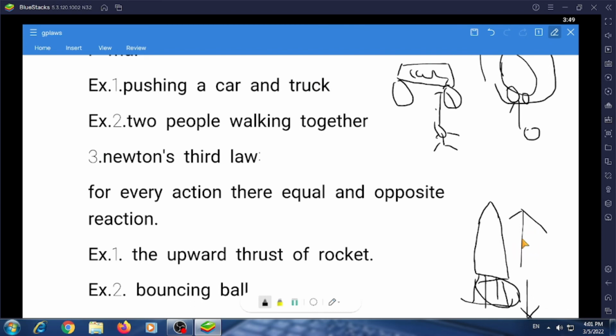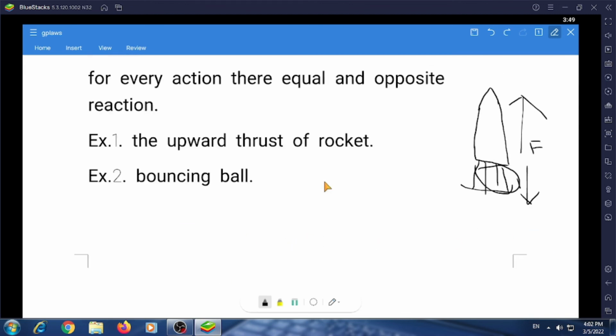It will give a speed that is opposite to the direction of the burning fuel and the force exerted. There are two forces acting on it. One is in the downward direction, and this makes the rocket move forward and upward. So this is an example of Newton's third law.